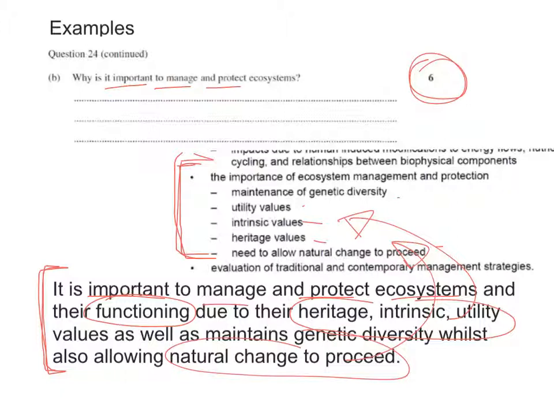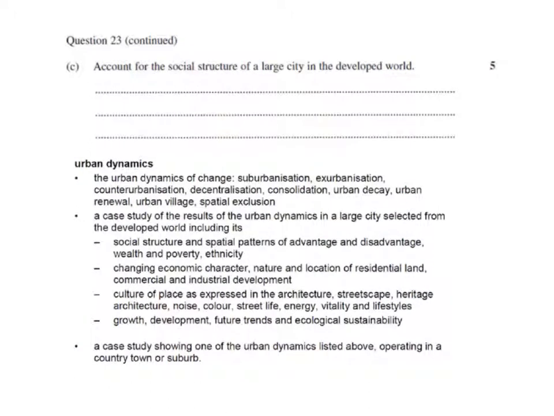You'd then go on, obviously, to explain some of these, explain maybe the utility, the intrinsic heritage value, explain why maintenance of genetic diversity is important, why natural change needs to proceed, and then give some examples of those. You might have a case study, the 2 case studies you do, or some sample studies, some good examples that you'd have there. But that there is a nice point. It's a topic sentence that would lead you on. Let's have a look at another one.